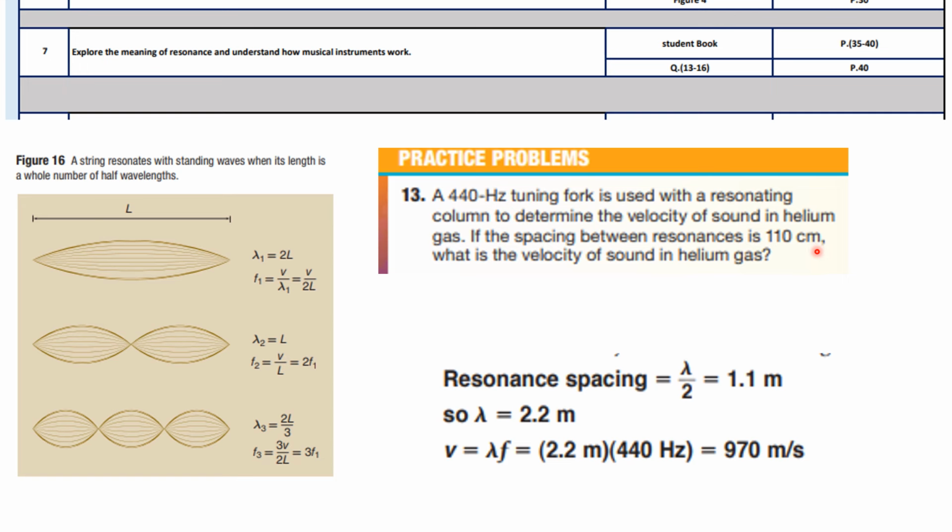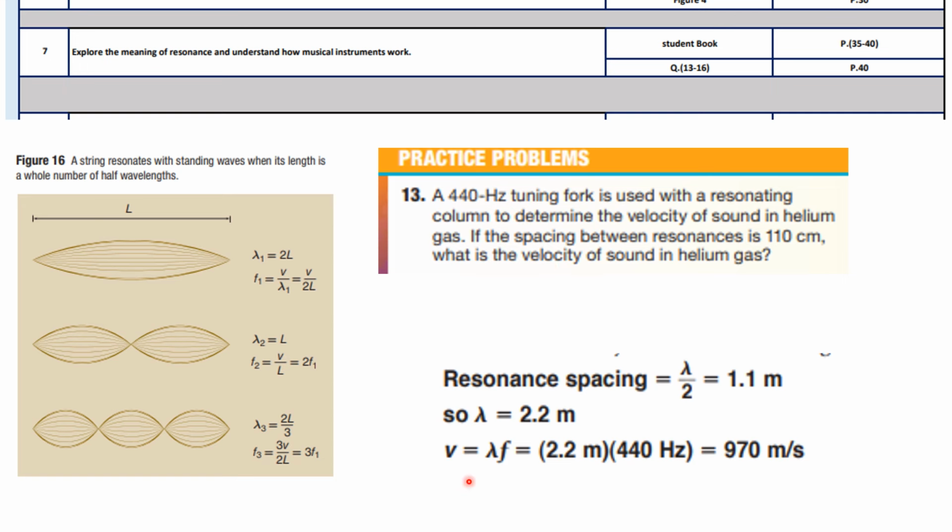Of course we have to convert this to meter. This means the resonance, which is wavelength over 2, equal to 110 centimeter, which is equal to 1.1 meter. So now we already know the wavelength, which is 2 times 1.1 equal to 2.2 meter. That's the wavelength. But the question is to determine the velocity.